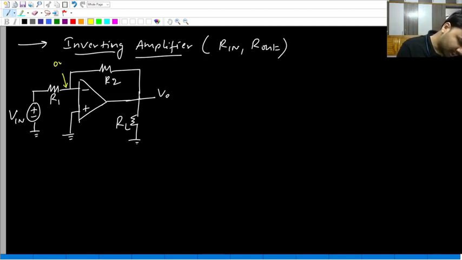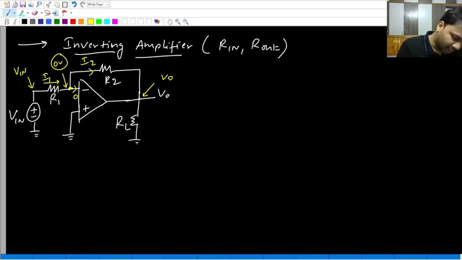What is the voltage at this point? 0 due to virtual short, because V plus is 0, even V minus would be 0. Here it is Vin. Here it is V0. What is this current? 0. What is this current? Let it be I1. What is this current? Let it be I2.